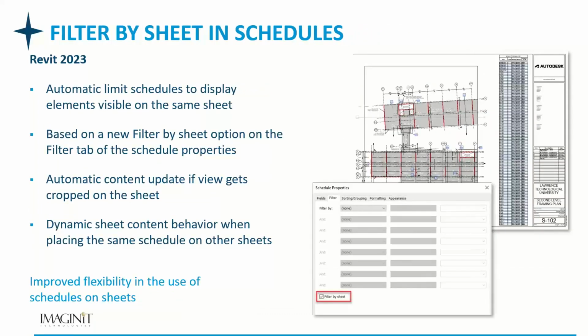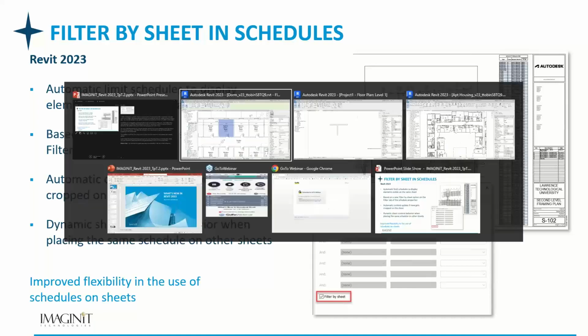Filter by sheets. Now this is another one that's about time that I really like. We've seen some improvements in sheets. Like for example, we can now split them across sheets with our schedules, which is really great. So we didn't have to duplicate schedules and do that. But we still had to do this if we wanted our views to look a little different.